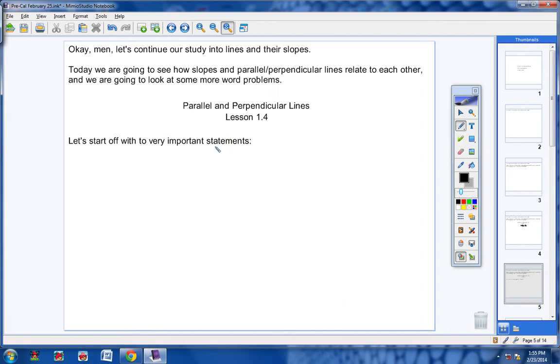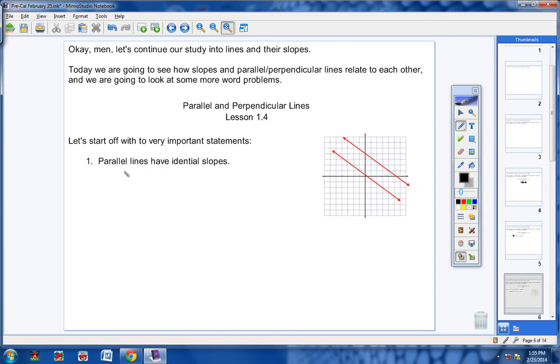Let's start off with two. I do know how to spell the word two. That's very funny, isn't it? I'll have to fix that later. Let's start off with two very important statements. Okay? Two very important statements. Statement number 1. Parallel lines will always have, wow, I'm on a streak here, aren't I? Will always have identical. I wish Mimio Pad had spell check. It does not, so I get typing fast and I don't catch my typos.